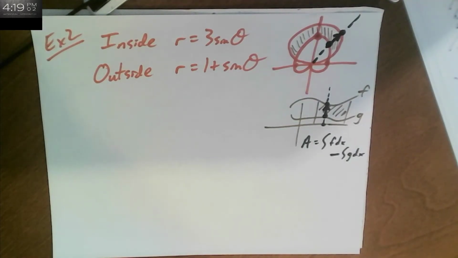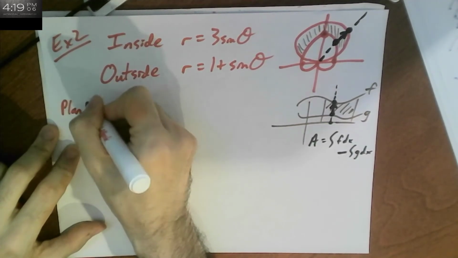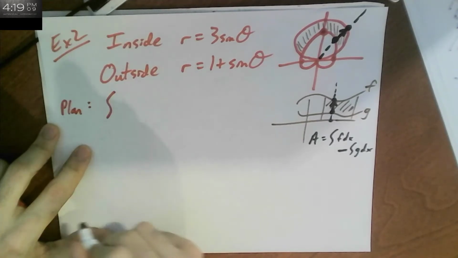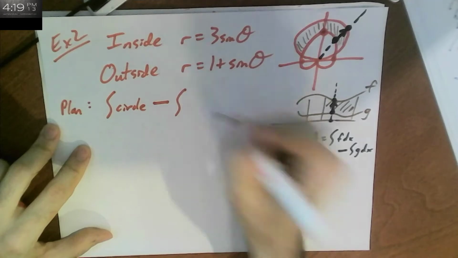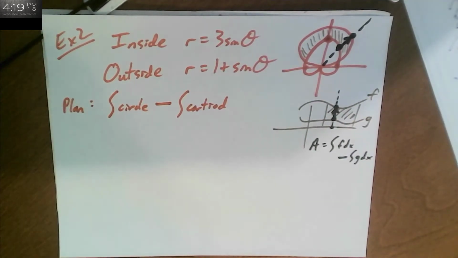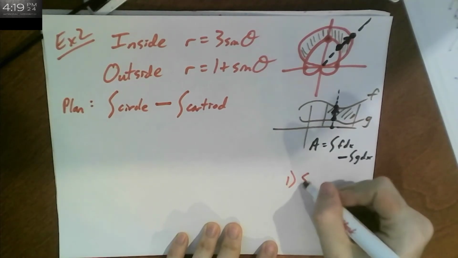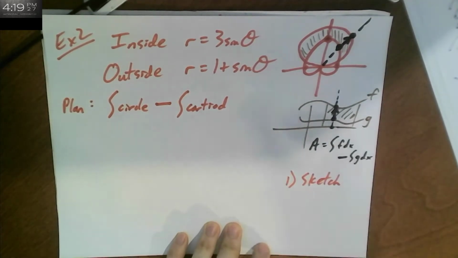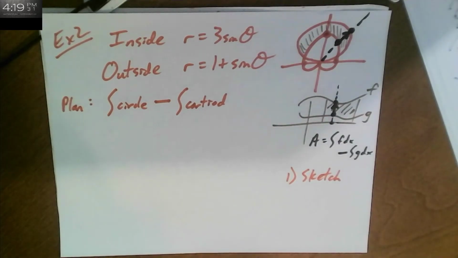So we now have the concept that our plan is an integral involving the circle minus an integral involving the cardioid, right? That's our plan. We need the details, but that's our plan. So what are the steps we're doing in this problem? Number 1, we sketch. It doesn't have to be a perfect graph. It just needs to be a rough sketch so you can get that sense of where we start caring and where we stop caring.